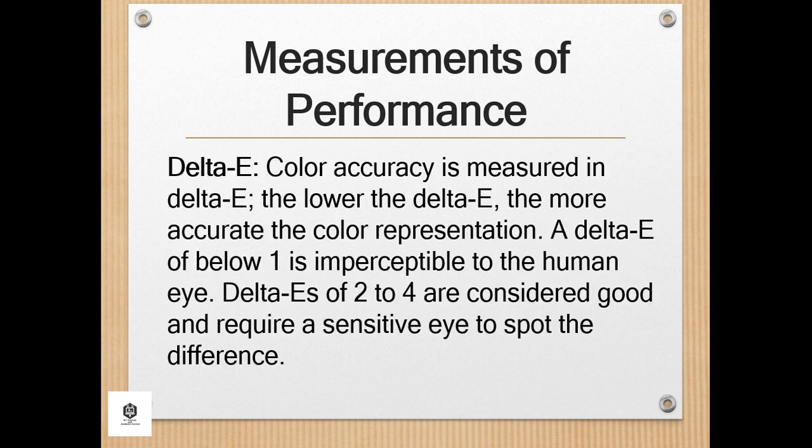And the last two measurements of performance. Delta E. Color accuracy is measured in delta E. The lower the delta E, the more accurate the color representation. A delta E of below 1 is imperceptible to the human eye. Delta Es of 2 to 4 are considered good and require a sensitive eye to spot the difference.